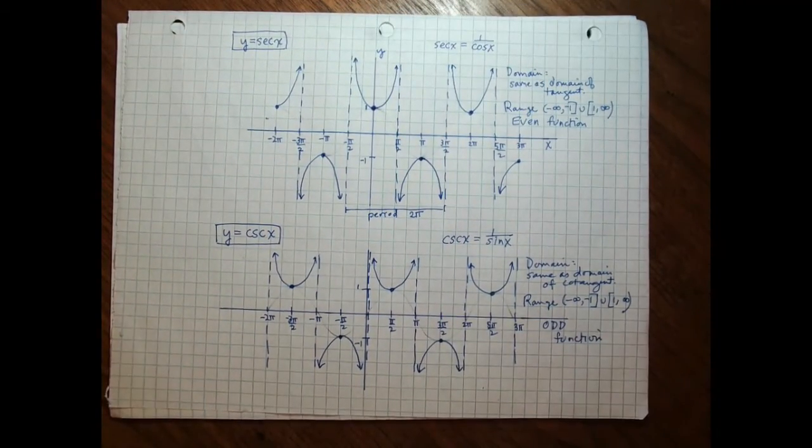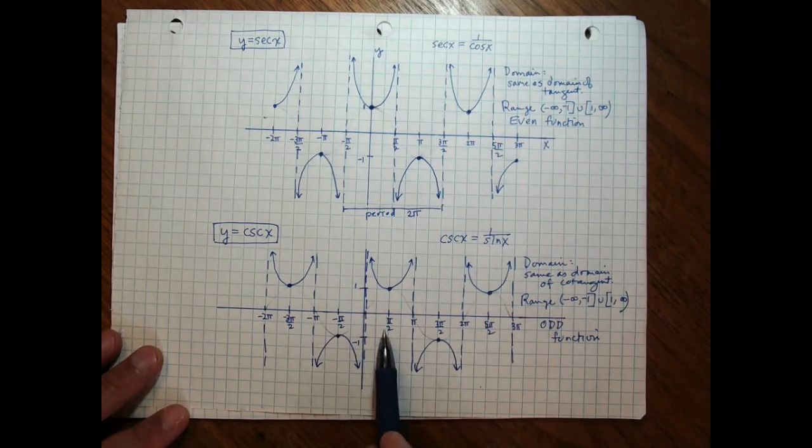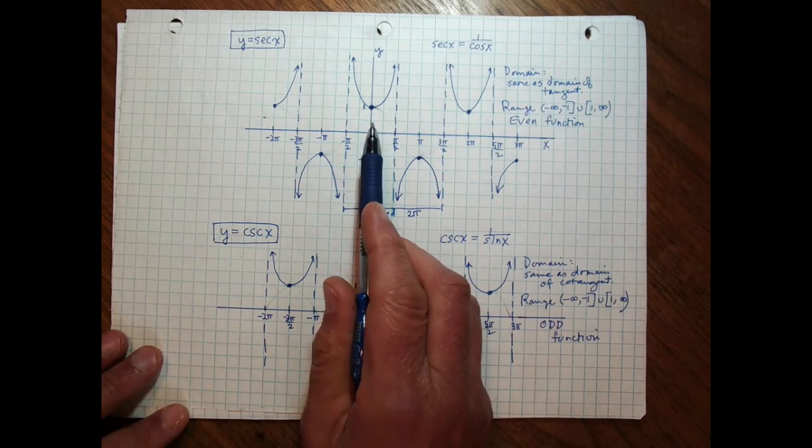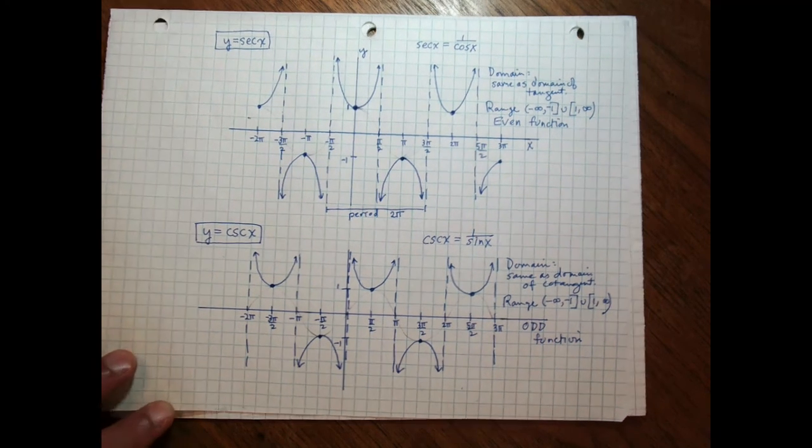And so that's the end of our 6 graphs of the trig functions. I hope you guys can see that the way I sketch these graphs is I rely on what I know about cosine and sine, similar to the way I rely on what I know about sine and cosine to get the graphs of tangent and cotangent.